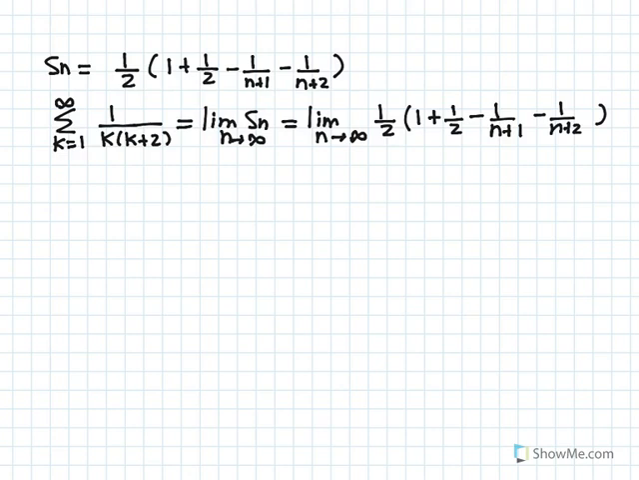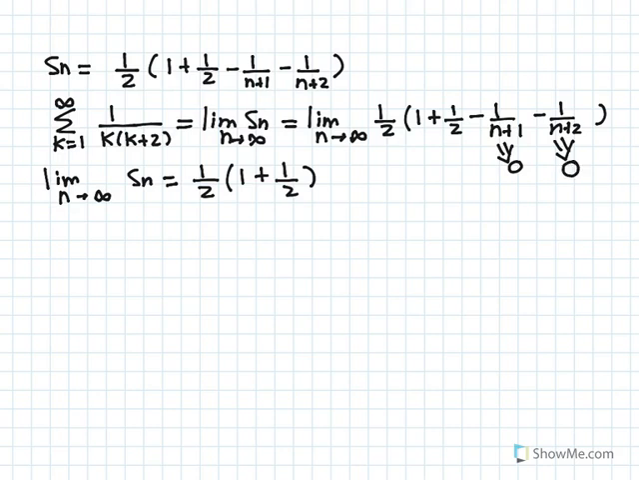Let's take the limit. The limit as n goes to infinity of Sn is equal to 1/2 times 1 plus 1/2, because 1 over n plus 1 will approach 0 as n goes to infinity. Similarly, negative 1 divided by n plus 2 approaches 0 as n goes to infinity, because the denominator in both cases, n plus 1 and n plus 2, grow infinitely large and the ratio becomes 0. If we simplify this, we get 1/2 times 3 over 2, and the result is 3/4.